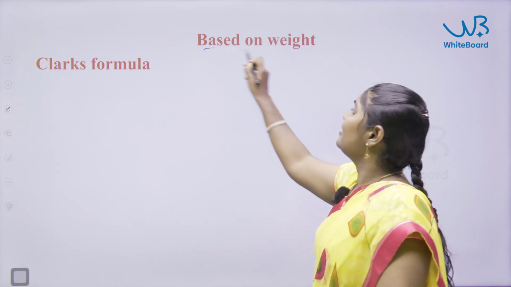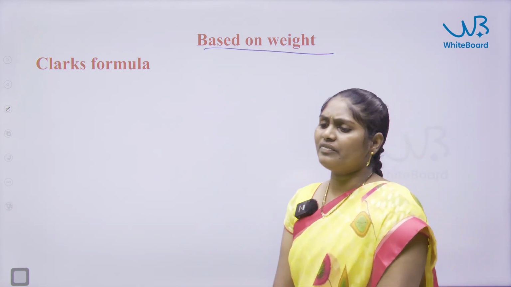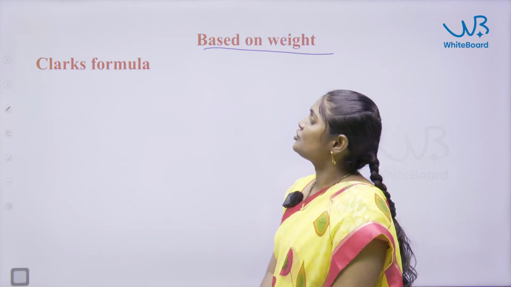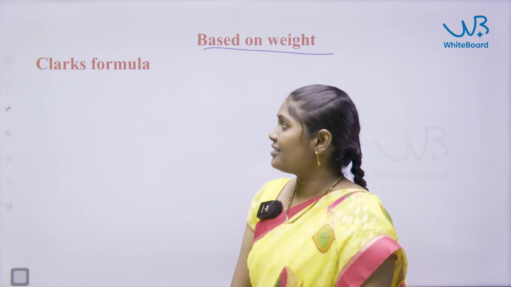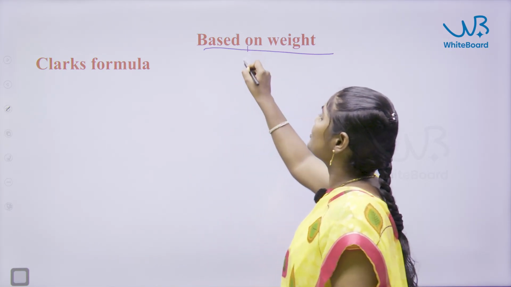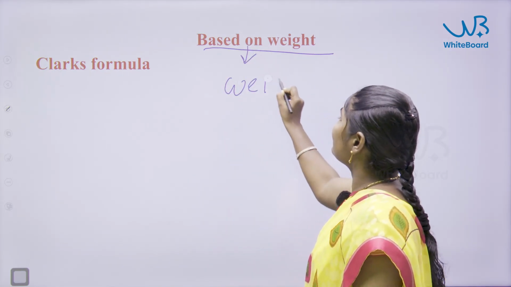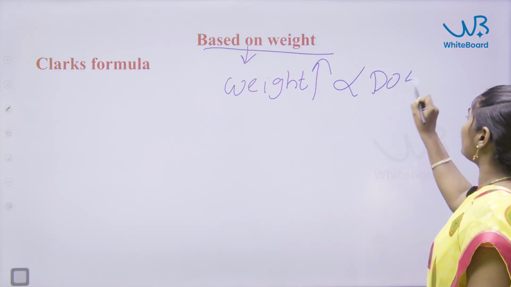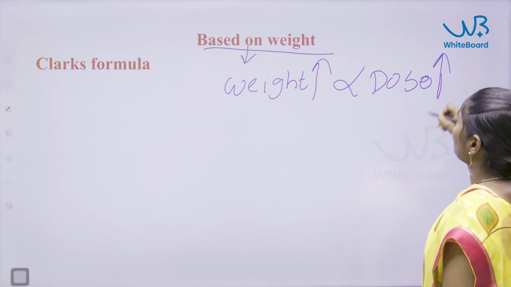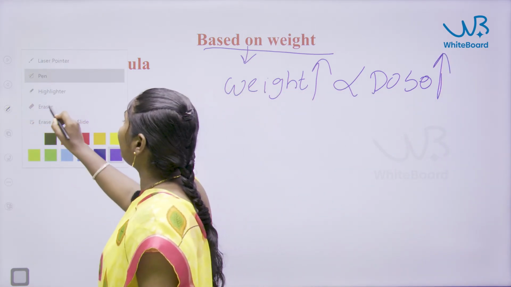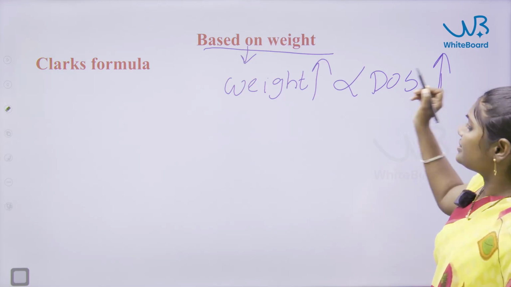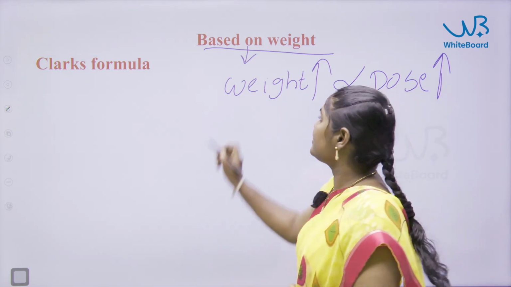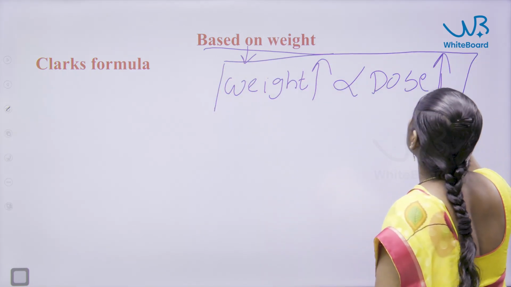Coming to the next formulas. We have completed those based on age and its limitation. Now it is based on weight and its formulas. What does based on weight mean? With the increase in weight, the dose also increases. This is the meaning of this formula.